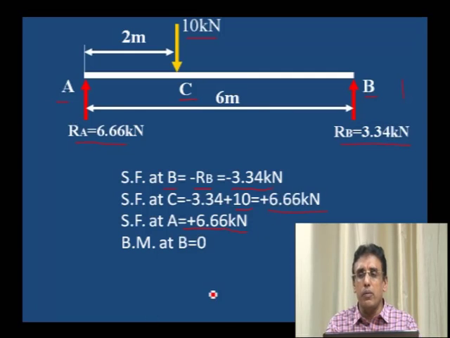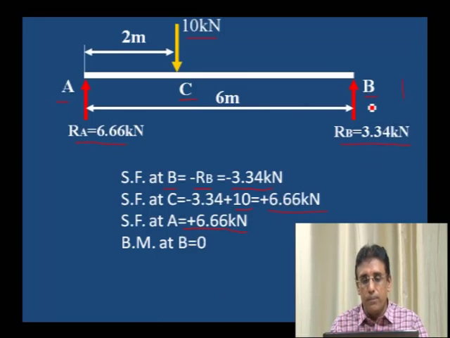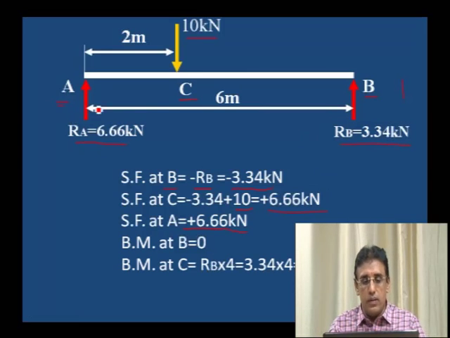For calculating the bending moment: bending moment at A is 0 for a simply supported beam. Bending moment at B is equal to 0. Because it is freely supported, there is no moment.